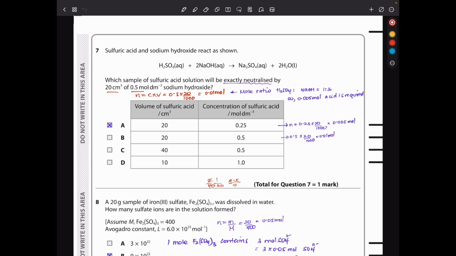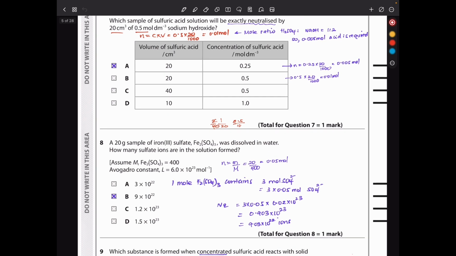So from the table, I calculated the moles of this. It's going to be concentration times volume. I got that, which is what I'm looking for actually. I looked into this and it was different. So I just went straight with A because it's the one that gave me the answer I was looking for.